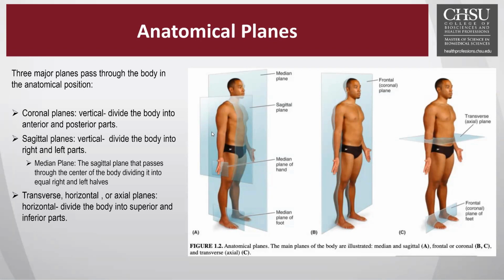So this can be closer to the back or closer to the front, but just that plane going from top to bottom, giving us anterior and posterior parts, would be the frontal or coronal. Then we can think about the sagittal plane. And this one gets a little tricky because sagittal can be any slice taken that divides the body into medial and lateral parts. But more specifically, the median plane, that would be right down the middle, okay?